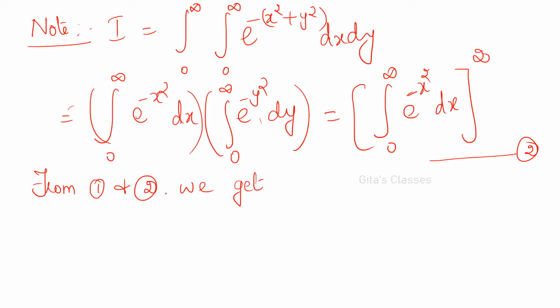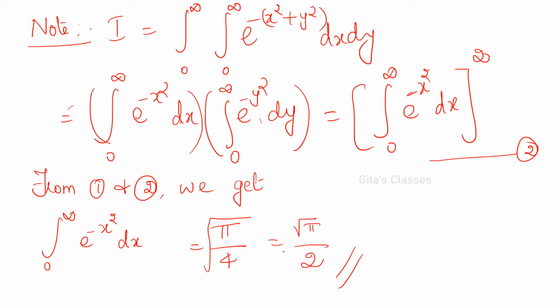from 1 and 2 we get integral 0 to infinity e power minus x squared dx the whole square is equal to what? Pi by 4. Left hand side is same for both, right? So I am going to take the square root. So this will become root of pi by 4, or root pi by 2. This is a standard result, right? Integral 0 to infinity e power minus x squared dx is equal to root pi by 2.